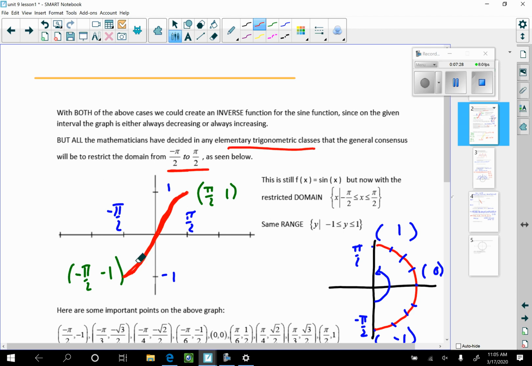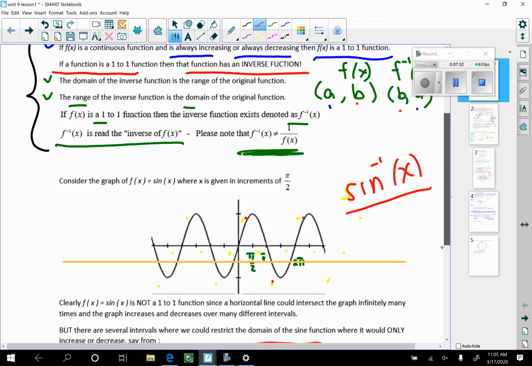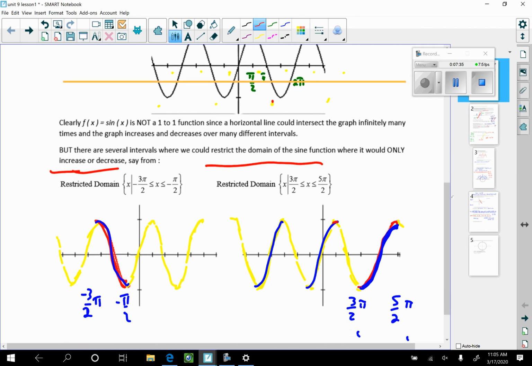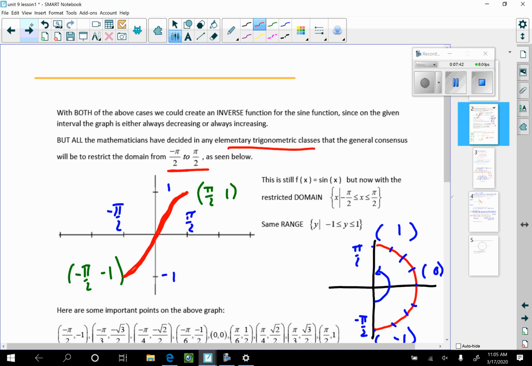Why? Because that's just what the mathematicians decided. We're going to use this guy right here. We're going to use this particular domain right there. Why? Because all the mathematicians have decided it would be a nice restriction to the domain and give us a nice portion of the sine graph to talk about. So here's our restricted domain of our new sine function. And this is a new sine function.